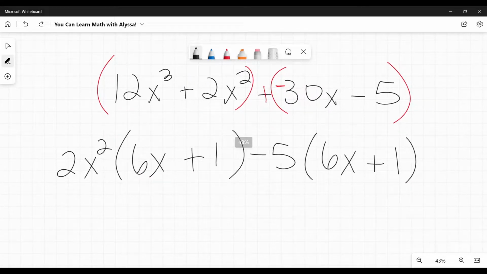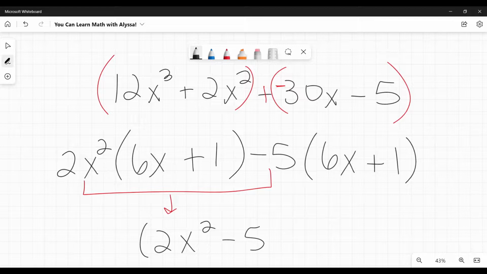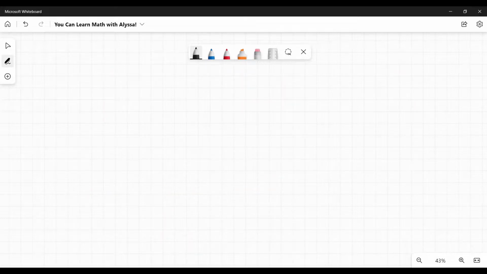Zoom out a little bit here. So now that I've gotten there, I can put those two together, and I have an answer of 2x squared minus 5 times 6x plus 1. And can either of these be factored anymore? No. I am done.